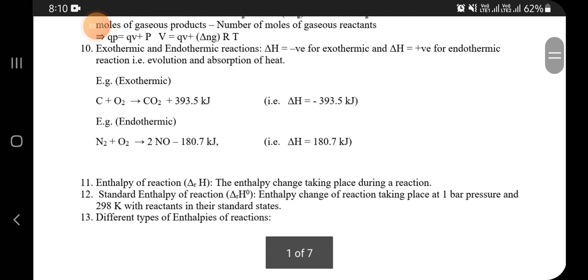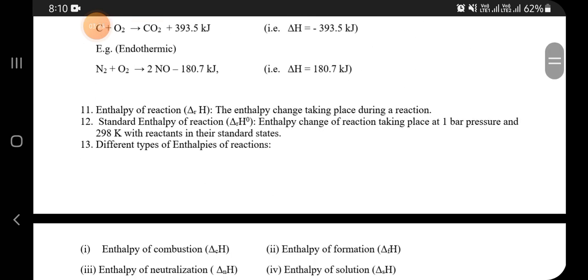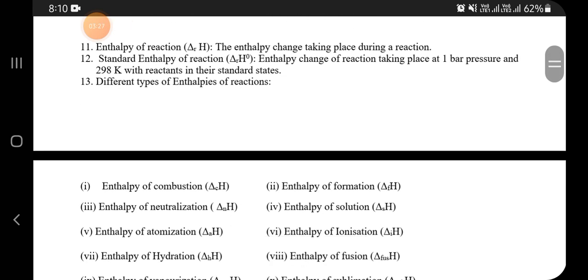Then exothermic and endothermic reactions. Delta H is negative for exothermic and delta H is positive for endothermic reaction, that is evolution and absorption of heat. Okay, then enthalpy of reactions. The enthalpy change taking place during a reaction.